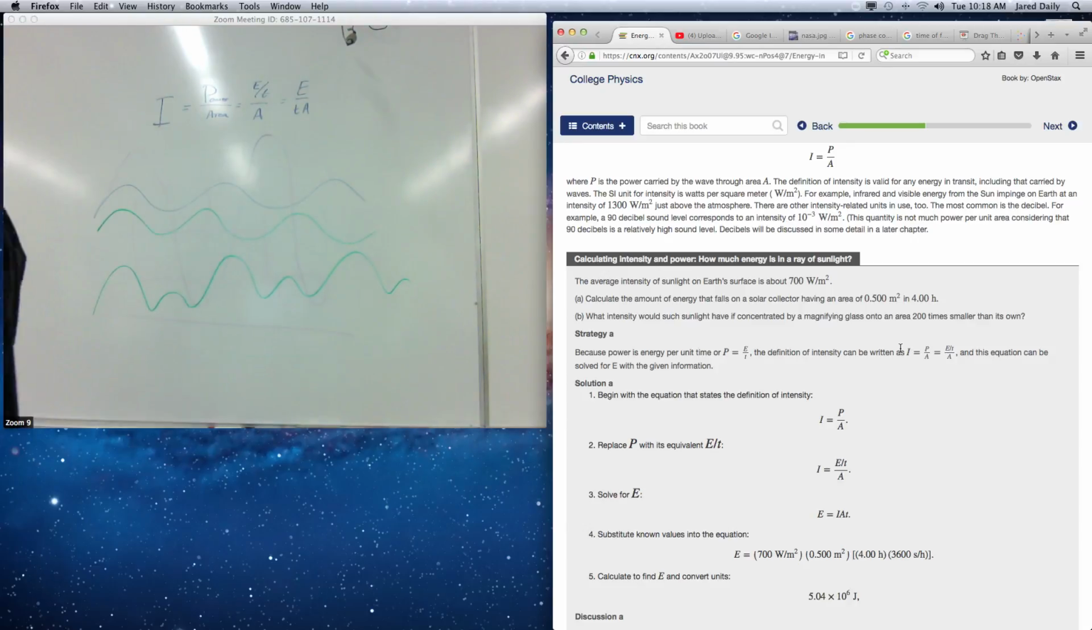But what we're talking about here is the intensity of sound, for example. If you want to calculate the intensity of sound, then you need to know the power of that sound, which means you need to know the energy of that sound divided by the time it takes to be delivered to the area, divided by that area.